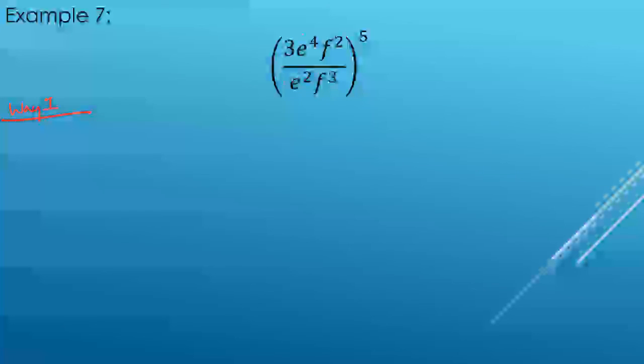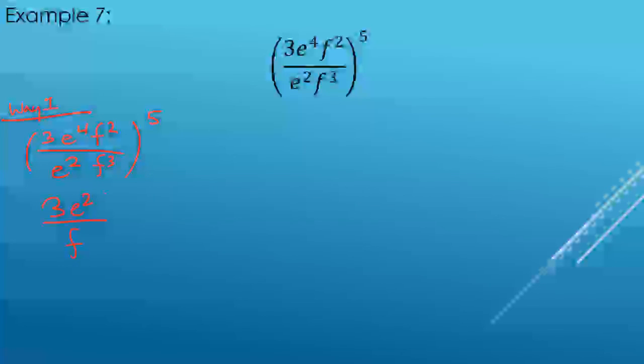So approach 1 is let's simplify everything we can inside the parentheses first. So here's how it starts. Haven't changed anything. Pretend that it's just the fraction and no fifth power on the outside. Pretend that's gone. So simplify what's inside that parentheses. So it's 3 e to the fourth over e to the second. That's e to the second on top because 4 minus 2. And then for my f's, there's one f in the denominator because 2 minus 3 is negative 1. So f to the negative 1.